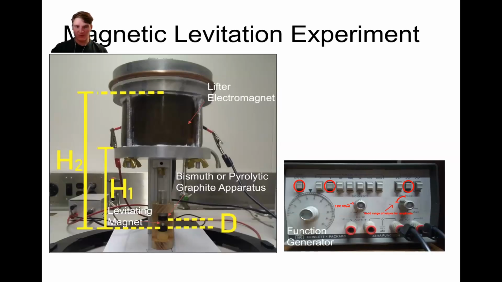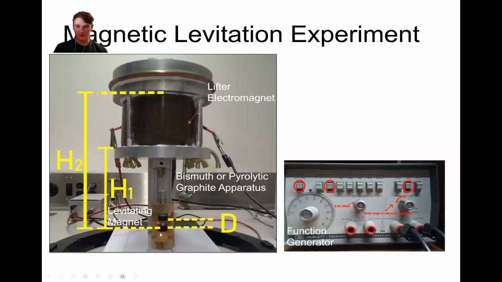For this part of the experiment, the lifter electromagnet is driven by a function generator, as you can see here, to cause the levitating magnet inside here to oscillate. There is attraction between this levitating magnet and the lifter electromagnet, which is then repulsed by the apparatus here, and then the function generator supplies a frequency to cause this magnet to oscillate.